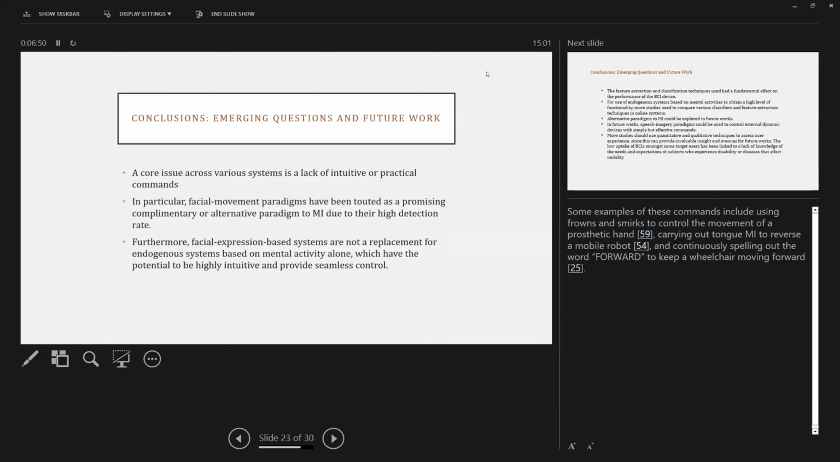In conclusion, most of the research work is not up to date for the control of the signal, as the accuracy we have achieved is still only about 80%. So the question for future work is the lack of intuitive or practical commands.